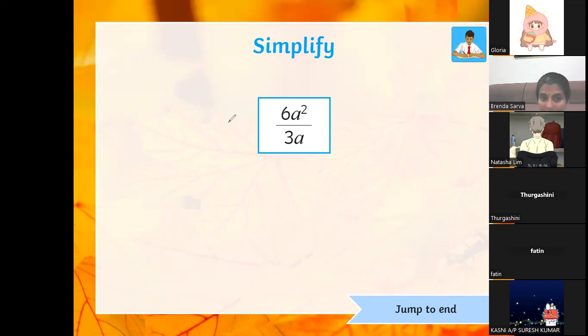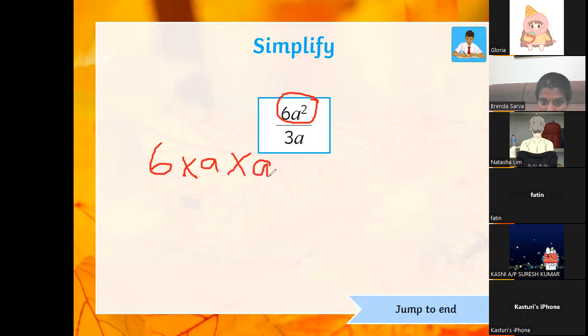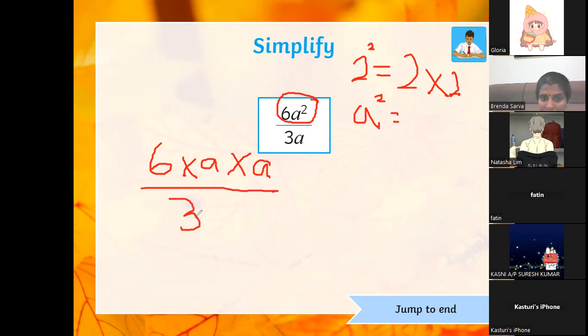Okay, how to do this? I'm going to explain now. Pay attention. 6a squared means what? It means 6 times a times a. That is a squared. a squared means a times a, just like 2 squared means 2 times 2. So that's what I wrote, divided by 3 times a.